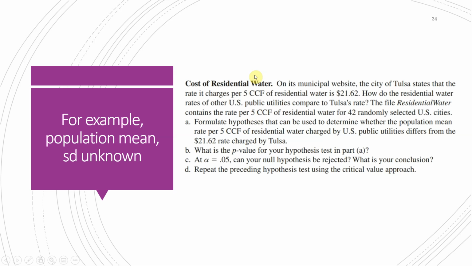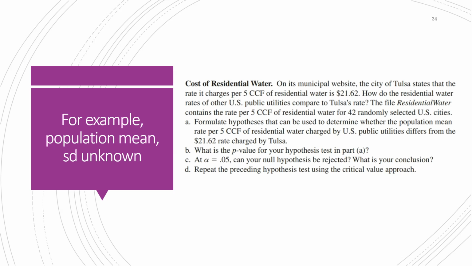All right, in this example, we have a population mean and the standard deviation is unknown. So when we do not know the standard deviation of the population, we have to estimate it using the sample. When we do that, we can't use a z statistic anymore. We have to use a t statistic, so we have to use the t distribution. So the process is the same as what we did with the one sample z-test.